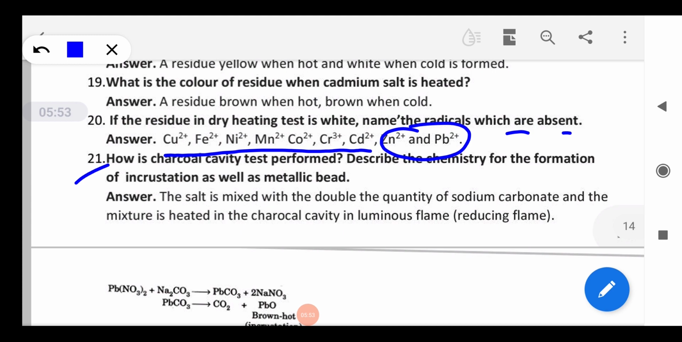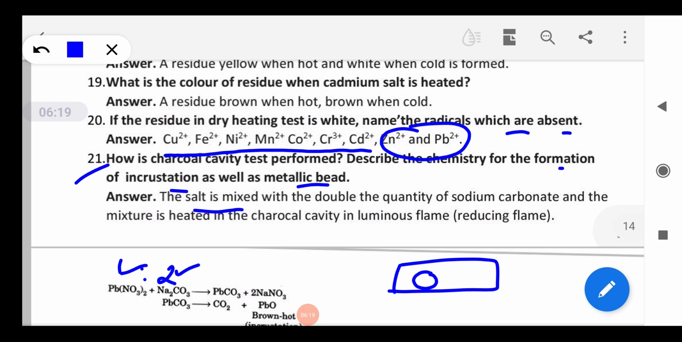Okay. How is the charcoal cavity test performed, and describe the chemistry for the formation of incrustation as well as metallic bead. You have to take a salt and mix it with double quantity of sodium carbonate. So this is the salt, lead nitrate, and with a double amount of sodium carbonate we mix it, and in a charcoal block we make a hole with the help of a cork borer, and then we put the mixture of this salt and sodium carbonate, and then we add a drop of water in it.